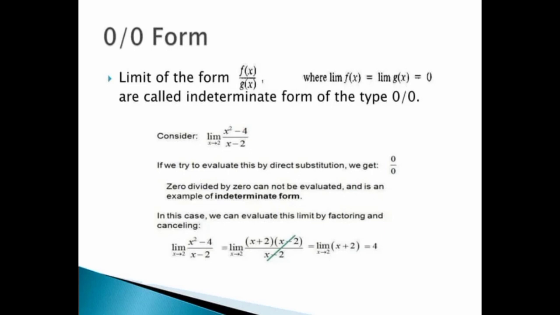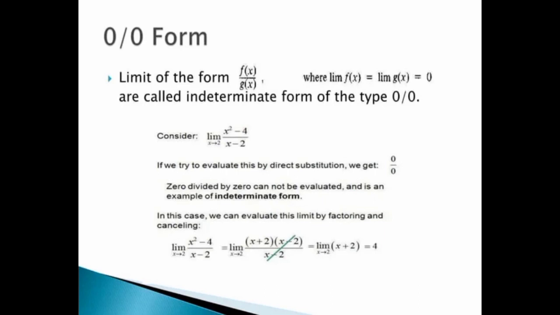The first indeterminate form is the 0 over 0 form. A limit of the form f of x all over g of x, where limit f of x is equal to limit g of x is equal to 0, is called an indeterminate form of the type 0 over 0.